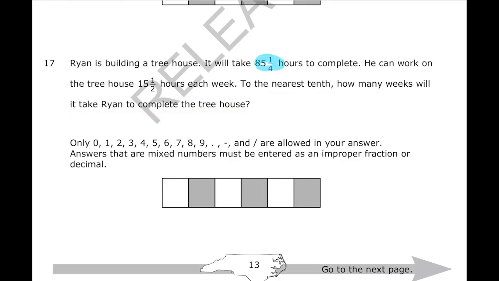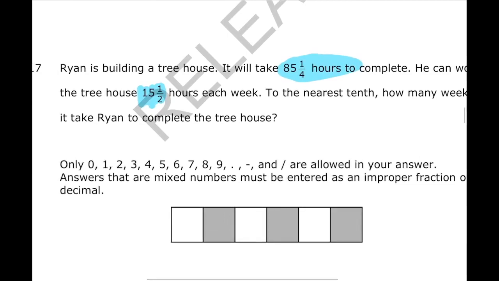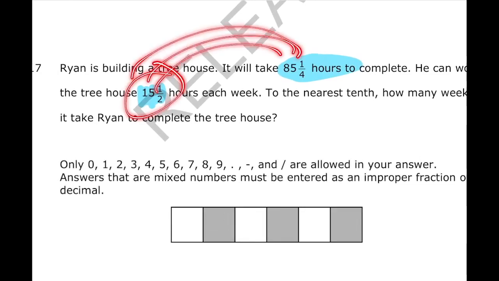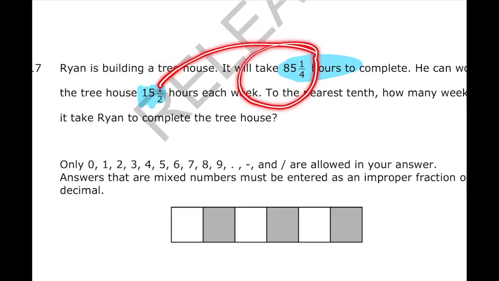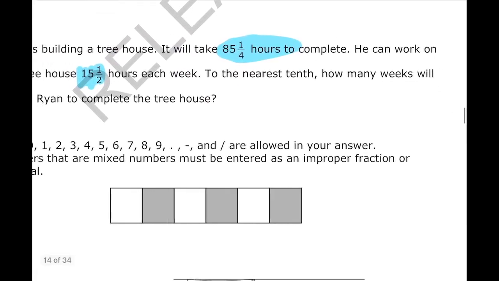So the total project is going to be 85 and a fourth hours, and he can do 15 and a half each week. So we need to figure out how many times this occurs. So how many times can 15 and one half fit inside 85 and 1/4? Well, if you're trying to figure out how many times that fits in there, you simply take the total and divide by 15 and a half. So let's set it up that way.